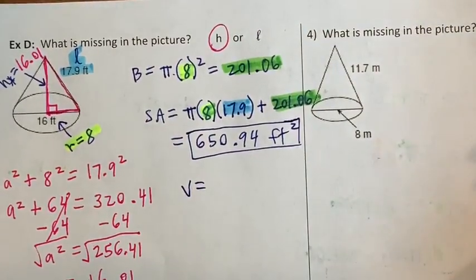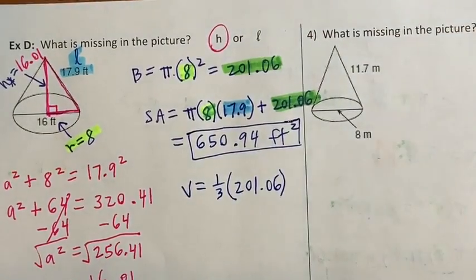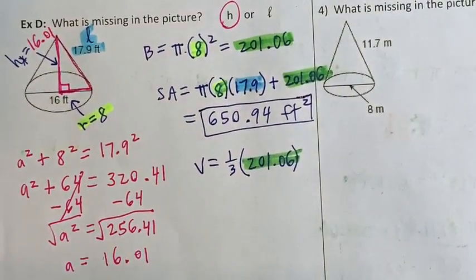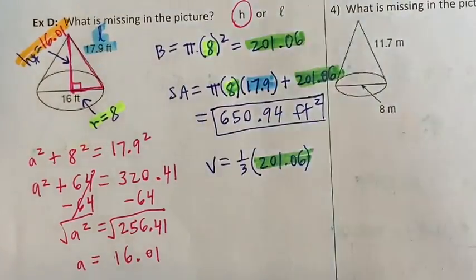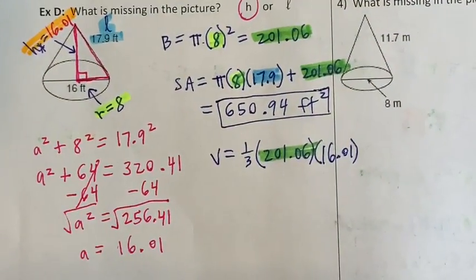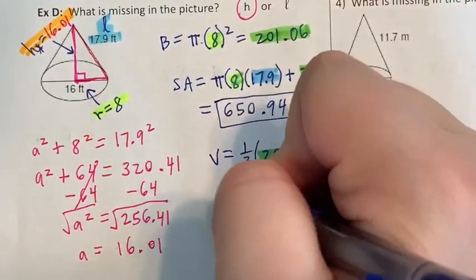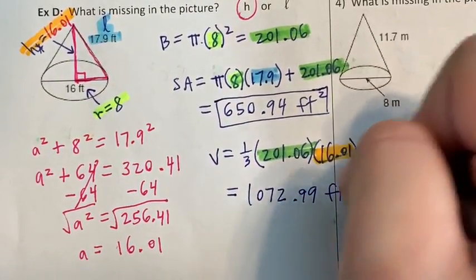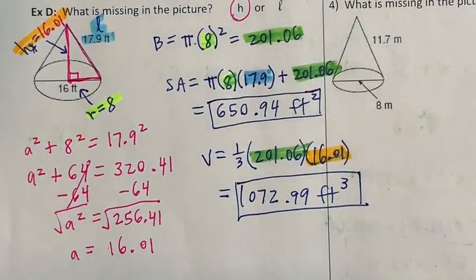For my volume, I do 1/3 times my base of 201.06 times my height, and our height is what we had to find. So my height is over here, the 16.01. So I'm doing times 16.01. And then for my last volume measurement, I get 1,072.99 cubic feet. So there was our last example.